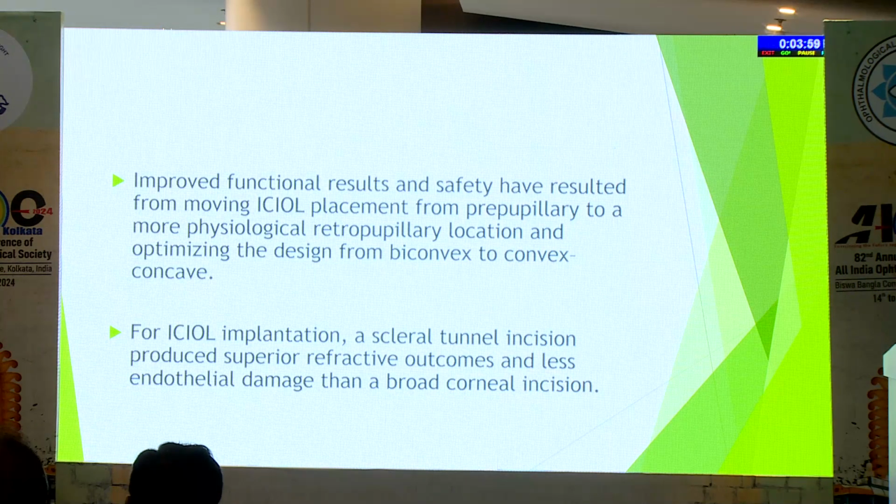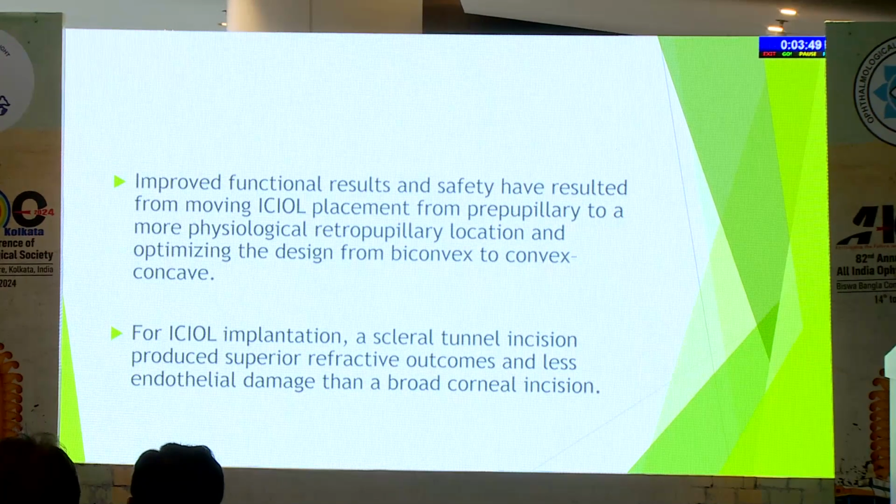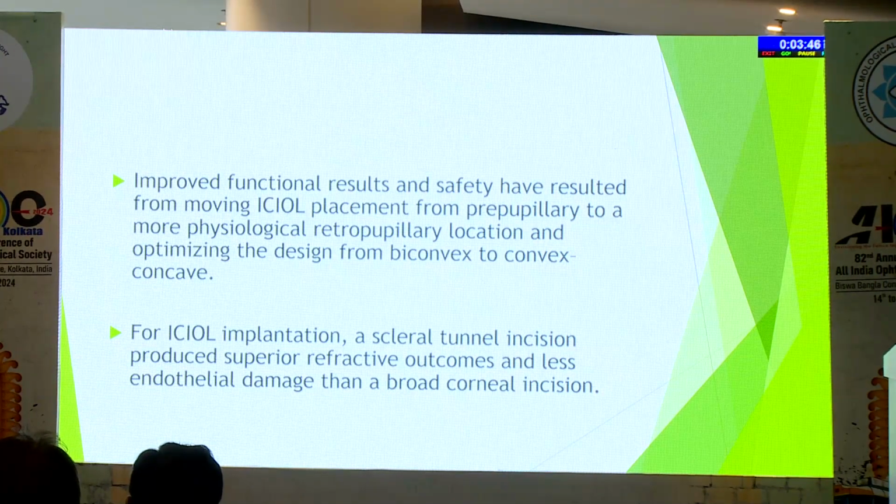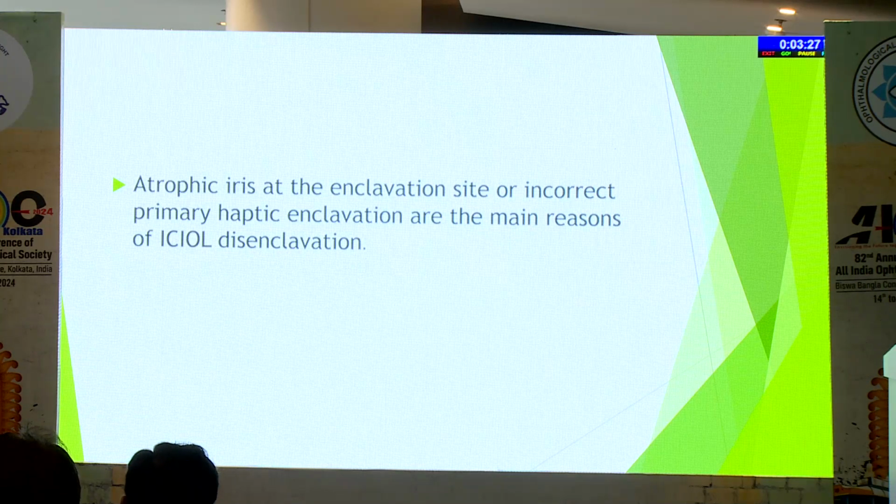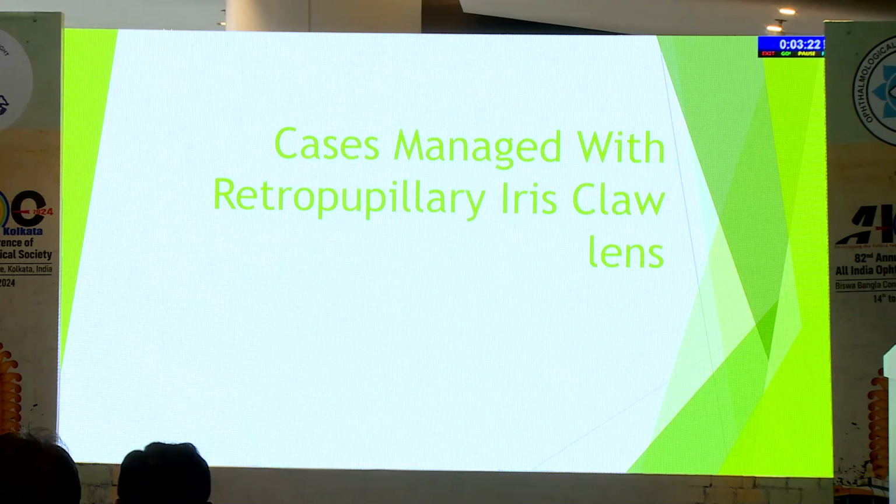These retropupillary iris lenses now have a better design, so they do not create much complication like increased IOP, cystoid edema and loss of iris tissue. It is very easy and gives very good results. When you are inserting it, it is best to go through a scleral tunnel instead of enlarging the corneal incision. An atrophic iris, as already mentioned, should be avoided. Here are a few cases we will see.